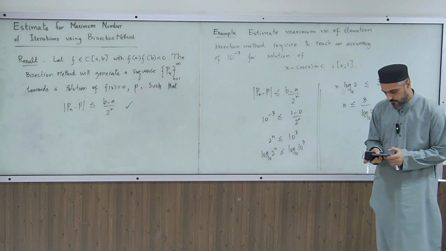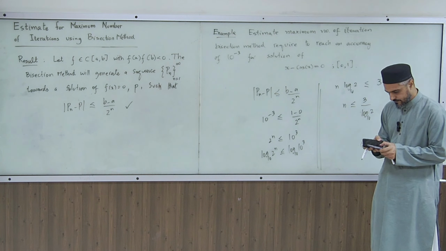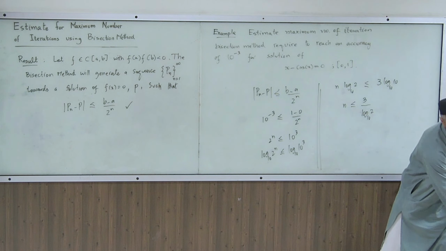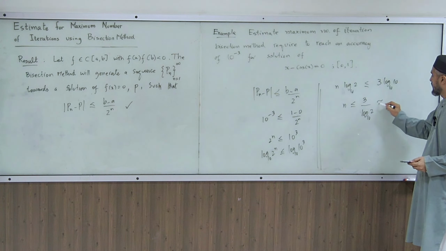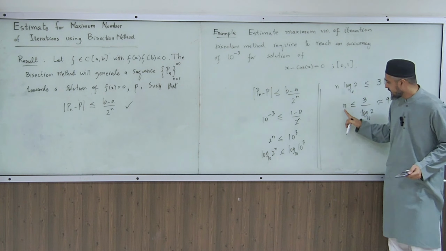Let's try to calculate what the number is. 3 divided by log 2. So we got 9.96. Okay, what is this n?